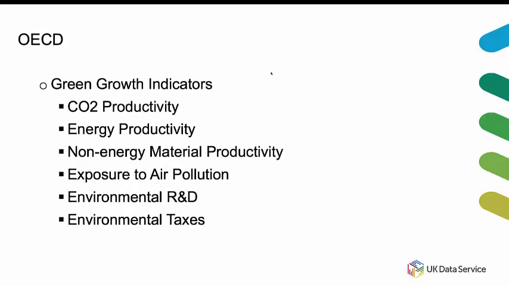OECD, number of data sets. So in the environment statistics, we've got the green growth indicators, which are a set of indicators for monitoring progress towards green growth to support policymaking and inform the public. That database covers all OECD countries, plus a few accession countries and key partners, including Brazil, China, India, Indonesia, and South Africa.